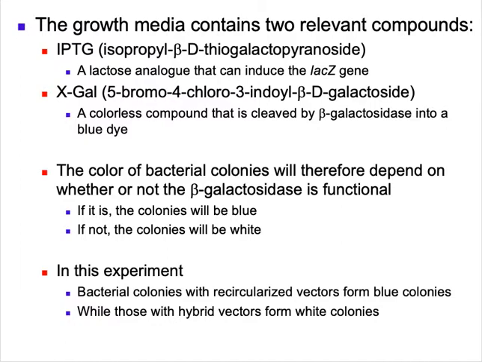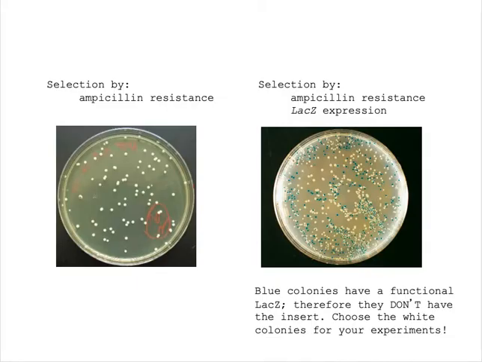Therefore, this is how we tell whether or not we've successfully cloned the beta globin gene. The colonies will either be blue or white, as I mentioned. Let me show you what this looks like in real life.